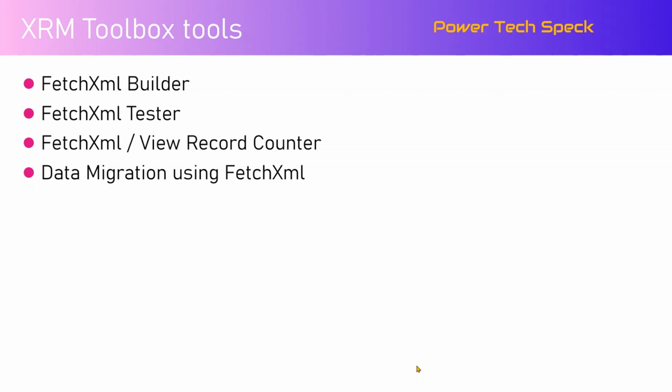Now, there are many tools, but I've just picked three or four tools which get involved with the FetchXML scenario. There is a tool called FetchXML Builder, FetchXML Tester, FetchXML View Record Counter, and data migration using FetchXML. These are the tools which you can utilize to perform an operation on FetchXML. Like if you want to test the FetchXML code which you have written, or maybe if you want to craft a FetchXML code, if you think coding is a complex task, then you get a UI through which you can craft that FetchXML. Now, all these tools have their own different purpose.